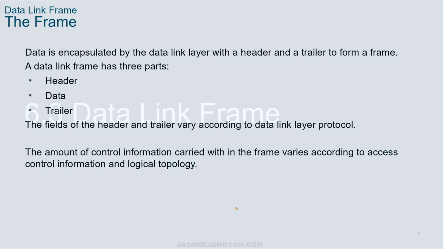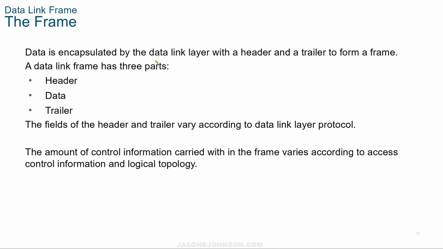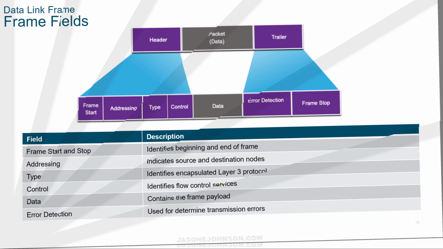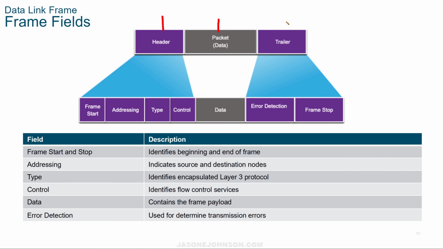Let's take a look at the data link frame. Data is encapsulated by the data link layer with a header and a trailer to form a frame. The header, the data, and the trailer. The fields of the header and trailer vary according to the data link layer protocol, and the amount of control information carried within the frame varies according to access control information and the logical topology. Here we have a visual representation of the header, the packet, and the trailer, and then it's broken down with our frame start, our addressing, the type, the control, our data is here, then we have error detection, and then we have our frame stop.